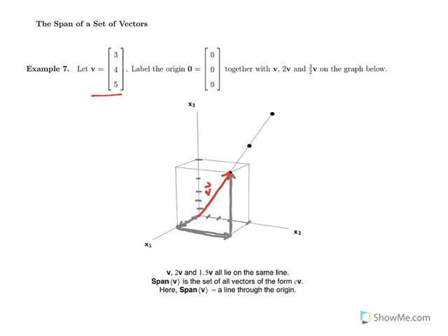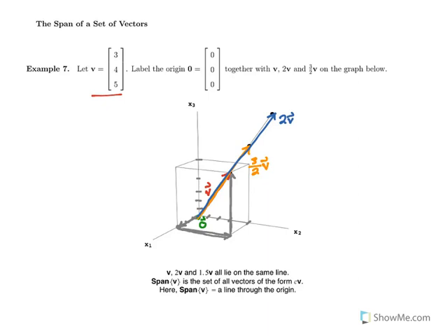All right, so the question asks us to label the origin, v, 2v, and 3/2 v on the graph below. So v we already labeled. The origin is a vector. That is the 0 vector. It's just a point right at the origin. 3/2 v is going to be the next one. That's going to start from the origin. We're going to go in the same direction as v, but we're just going to keep on going 3/2 the length. And then 2v is going to be double the length of v right there.